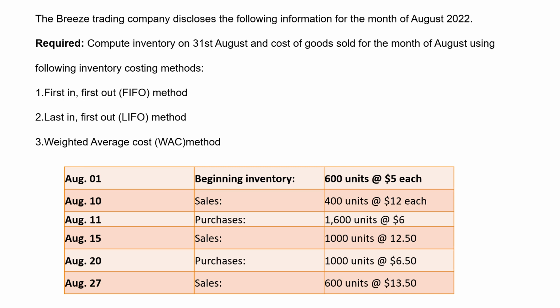The Bees Trading Company has disclosed the following information for the month of August 2022. So you are required to compute the inventory on 31st August and the cost of goods sold for the month of August using FIFO, LIFO and weighted average method. So the table provides you on each day what is the sales, what is the purchases as well as the beginning inventory.